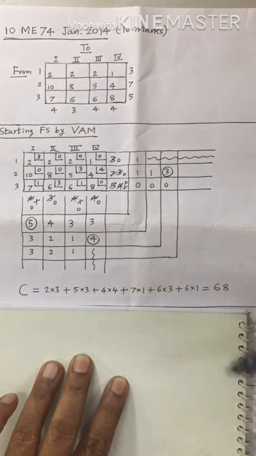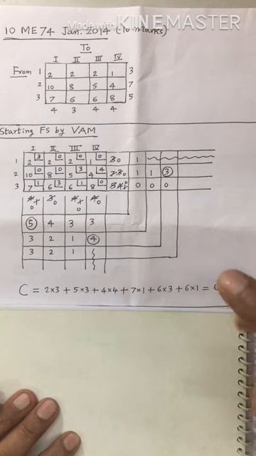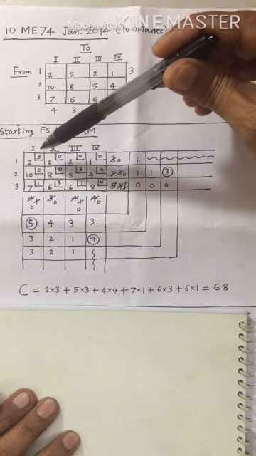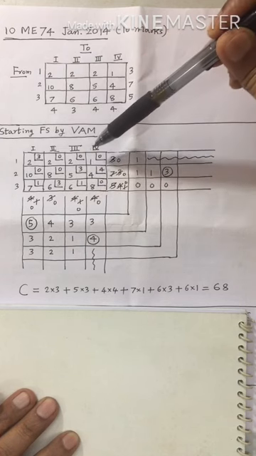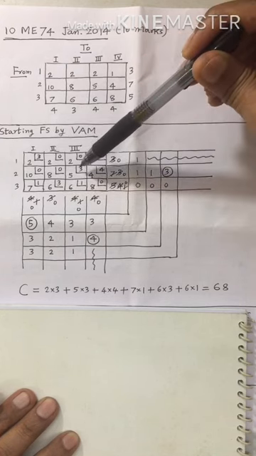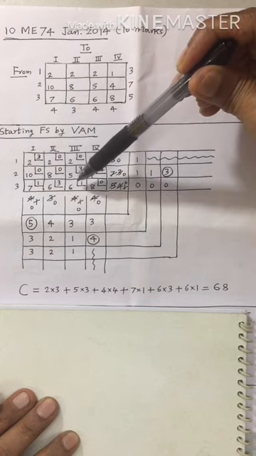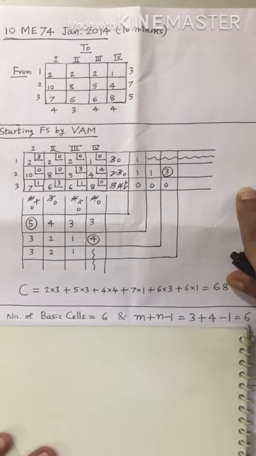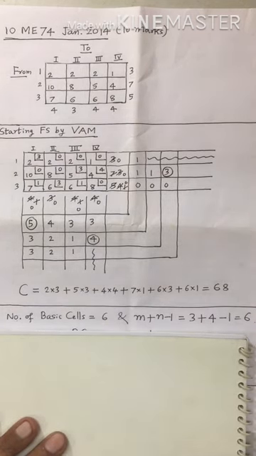A cell whose Xij value is 0 is called a non-basic cell. And a cell whose Xij is not 0, it is greater than 0, all such cells happen to be basic cells. So for this problem, in the first row there is only one basic cell. In the second row, this cell and this cell are basic cells. And in the third row, the 1, 2, 3 are basic cells, and this is a non-basic cell. So I just want to count how many basic cells there are. As I count, there are 6 basic cells.